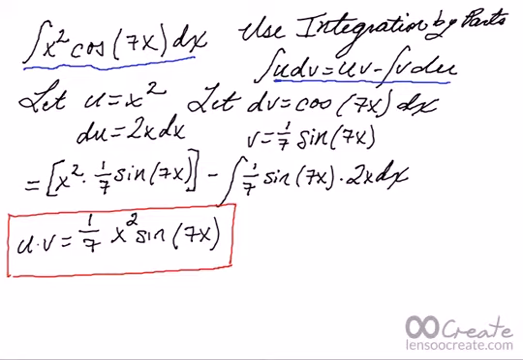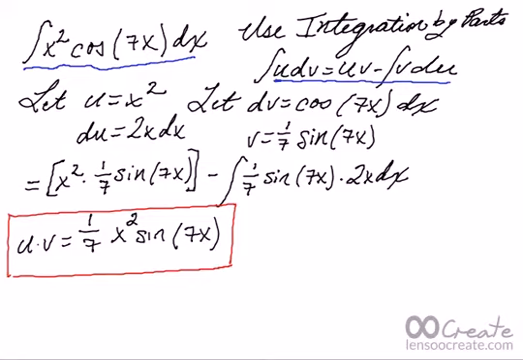Pretty straightforward. I found v from the original equation. I'm going to assume that you can reverse the integration here. Not the integration, I apologize, the differentiating. I assume that you can do that, but nonetheless, v is equal to 1 over 7 sine of 7x. And then I take the derivative of u, and I get du is equal to 2x dx.